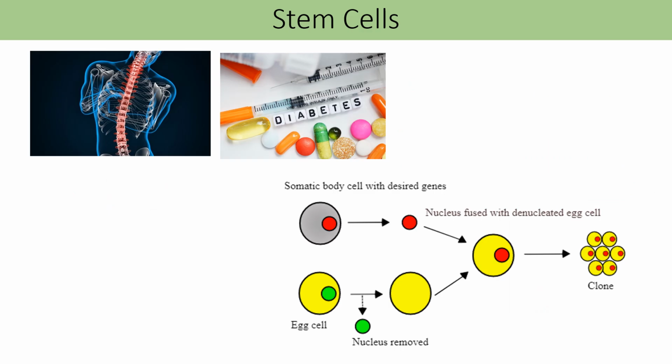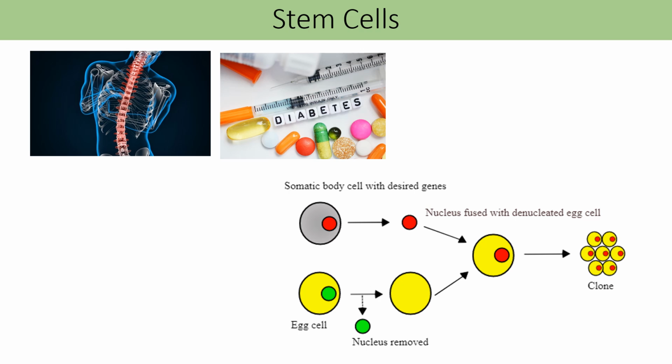So stem cells can be used for treatments, and there's two conditions we need to know about. We've got diabetes and paralysis. Paralysis meaning that there has been damage to the spinal cord and that there is damage to nerves there. Now, the problem with using stem cells to treat conditions like this is that quite often these stem cells have come from an embryo and they get rejected by the patient's body.